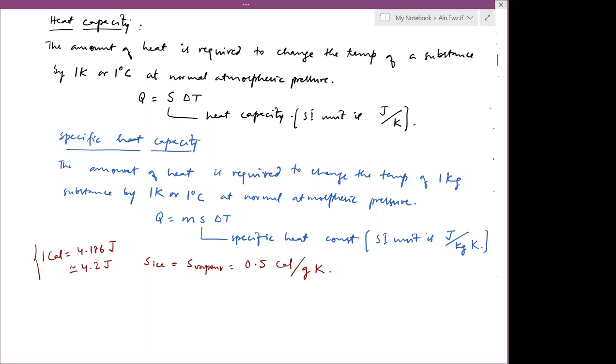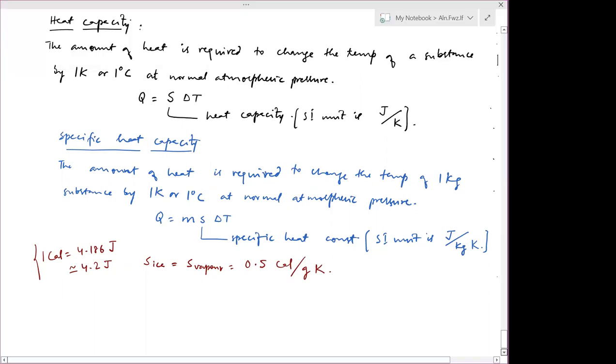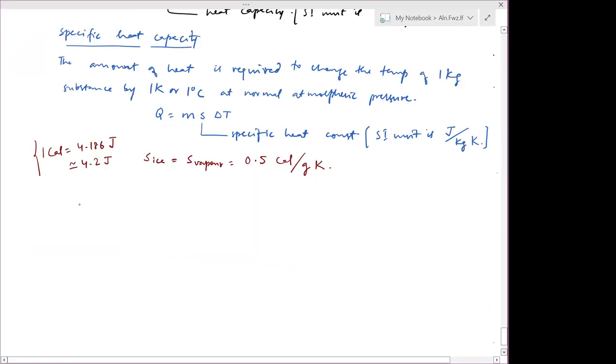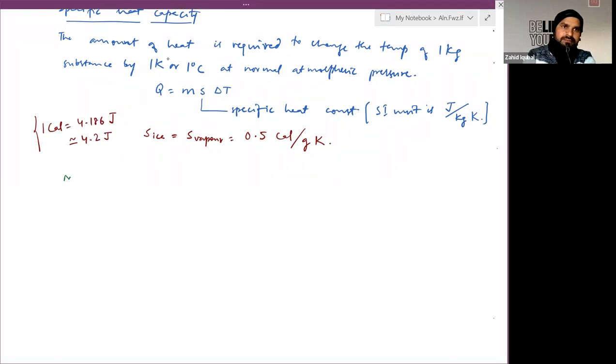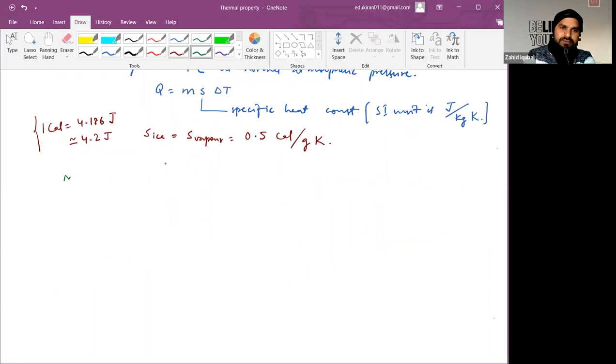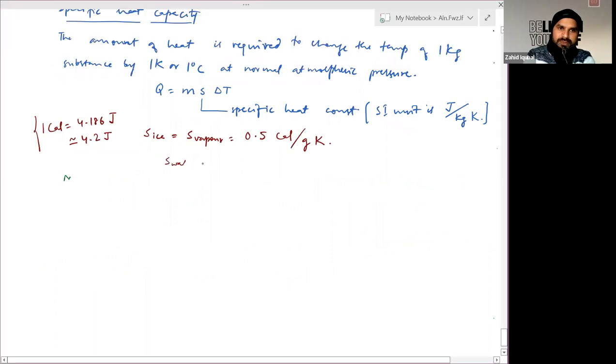Ifra, any doubt? No, sir. Next, third one is called, in case of water, specific heat constant will be 1 calorie per gram per Kelvin.